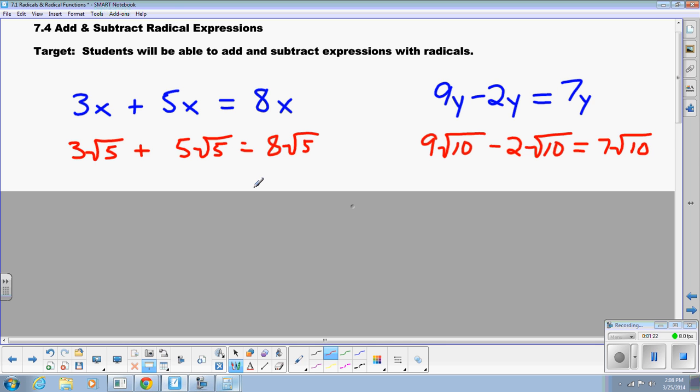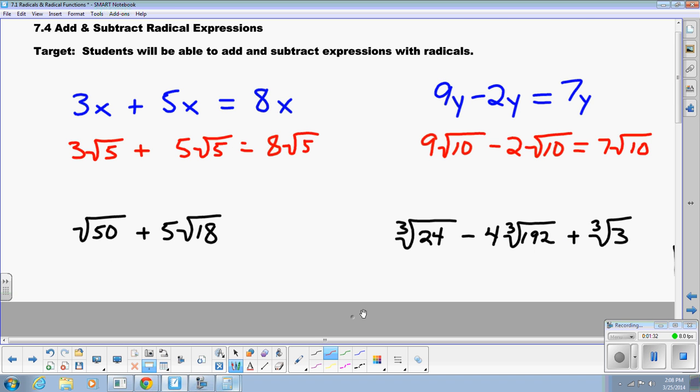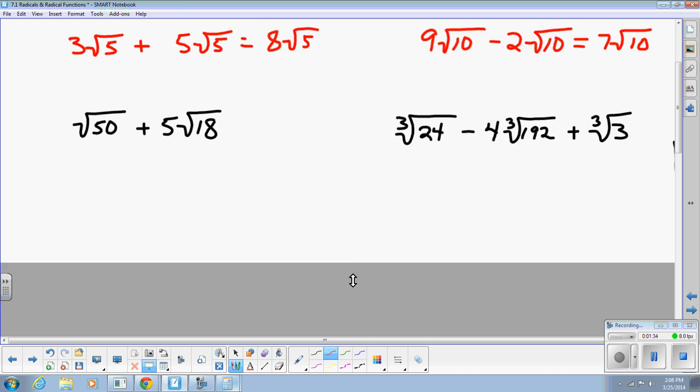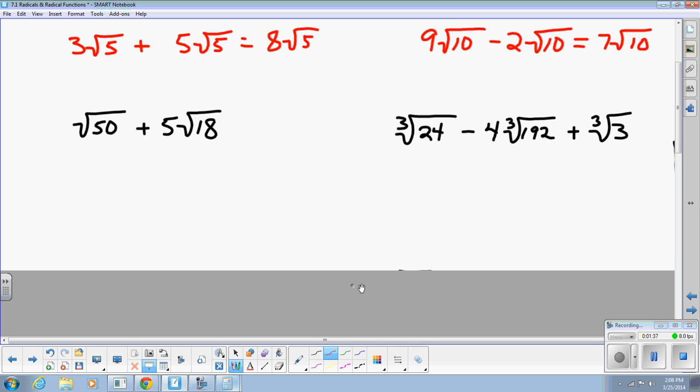So what I'm trying to create is something where I have common factors so that I can add the numbers in front or subtract the numbers in front. The problems aren't always going to be set up like this. They actually ask you to do extra steps. They're going to ask you to use the product rule to start with, and then we'll ask you to do some with the quotient rule. So I'm going to do about 3 or 4 examples here with you. I'm going to give you problems like this one.